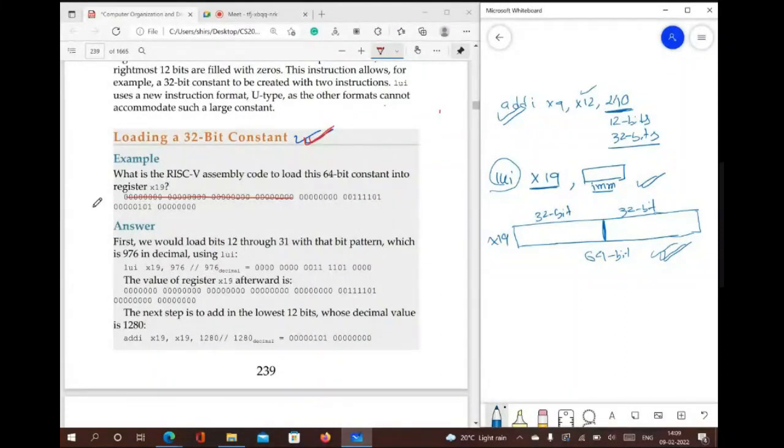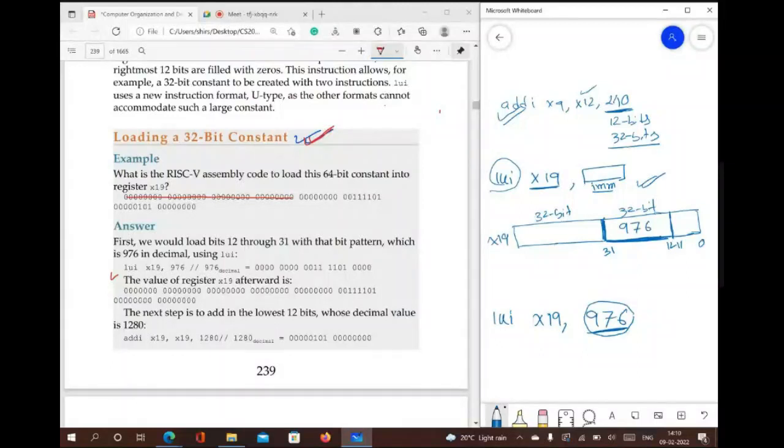Now what does this LUI do? If we write this instruction, LUI x19, 976, why 976? Let us just concentrate on the right side of these 32 bits. If I distribute the bits of the right side, they run from 0 to 11, and from 12 to 31. So if I write LUI 976, then this 976 will be loaded in this place, bit number 31 to 12.